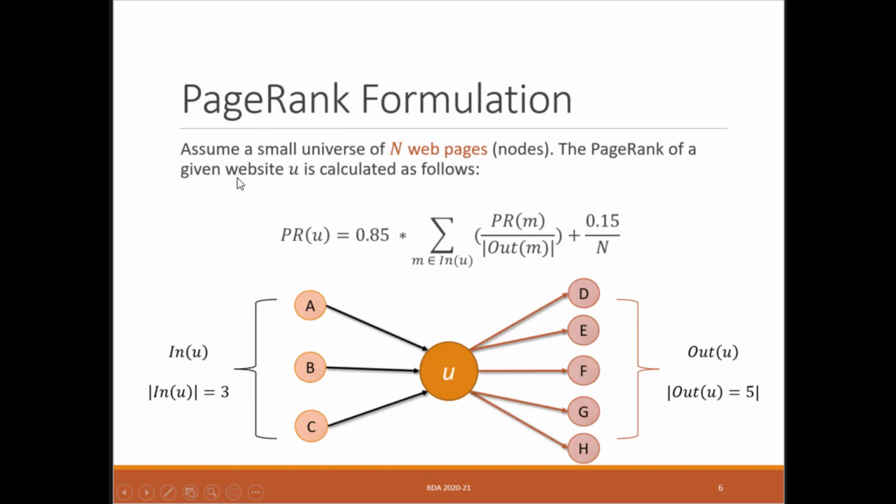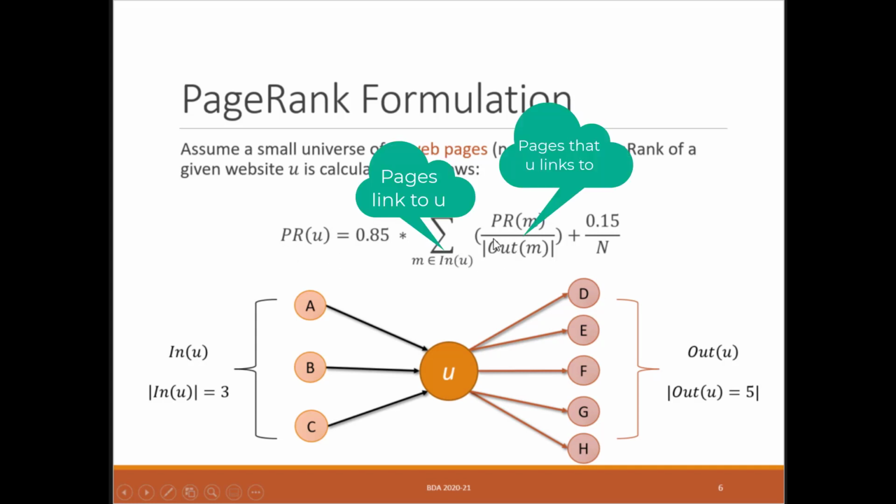Before going through the implementation phase, I want to present the PageRank formulation. Suppose we have a web graph consisting of n web pages or nodes. The PageRank of a given node U in the web graph is calculated based on this series. In this series, PR represents PageRank. In and out sets here determine in-link nodes to and out-link nodes from node U.